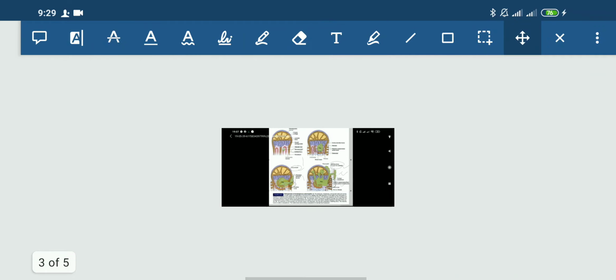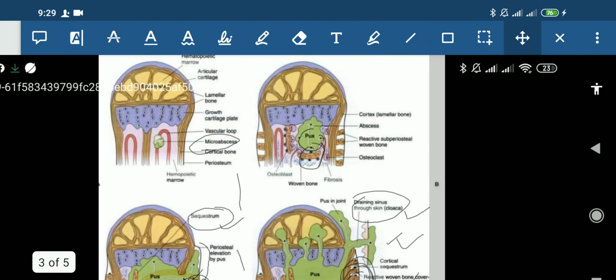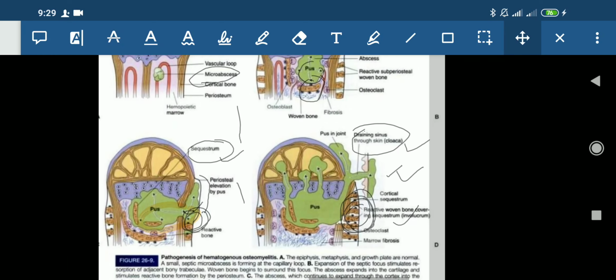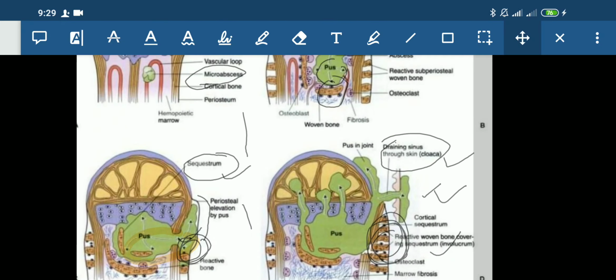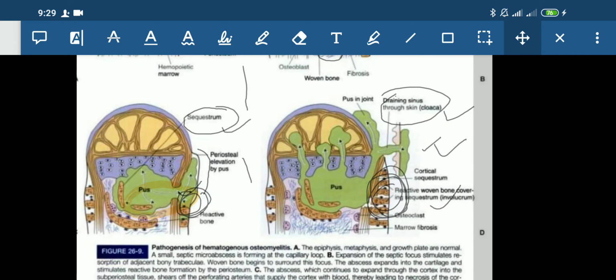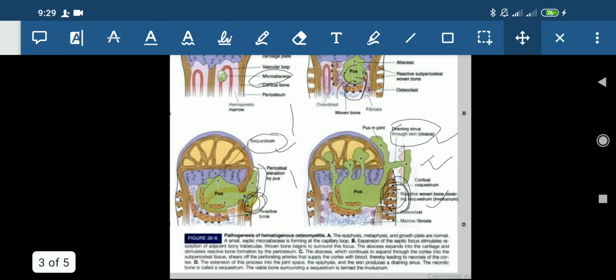We can now read it again from the images. There is a microabscess or metaphyseal abscess. Then this may reach the subperiosteal region, leading to a subperiosteal abscess. Later there is necrotic or dead bone known as sequestrum, and involucrum is the new bone formation. This is the pathogenesis of the hematogenous osteomyelitis.